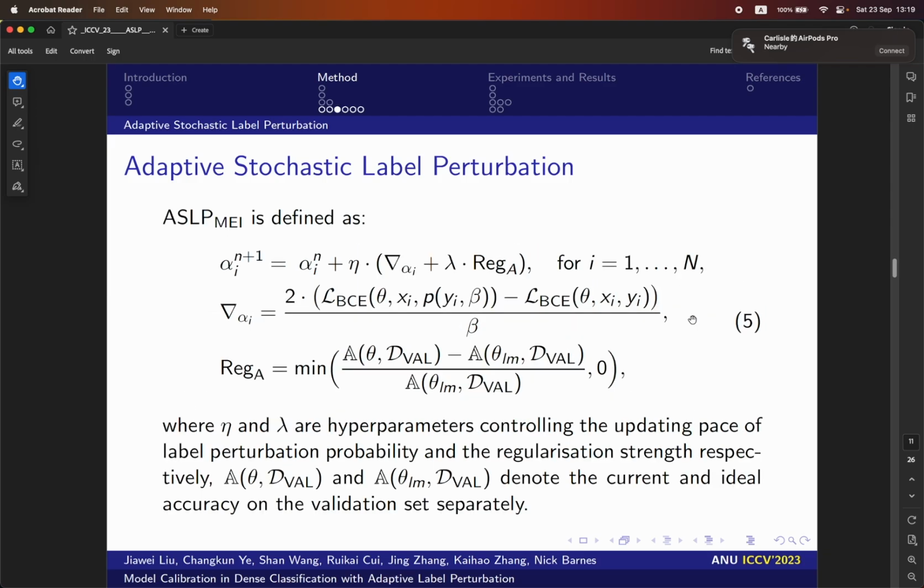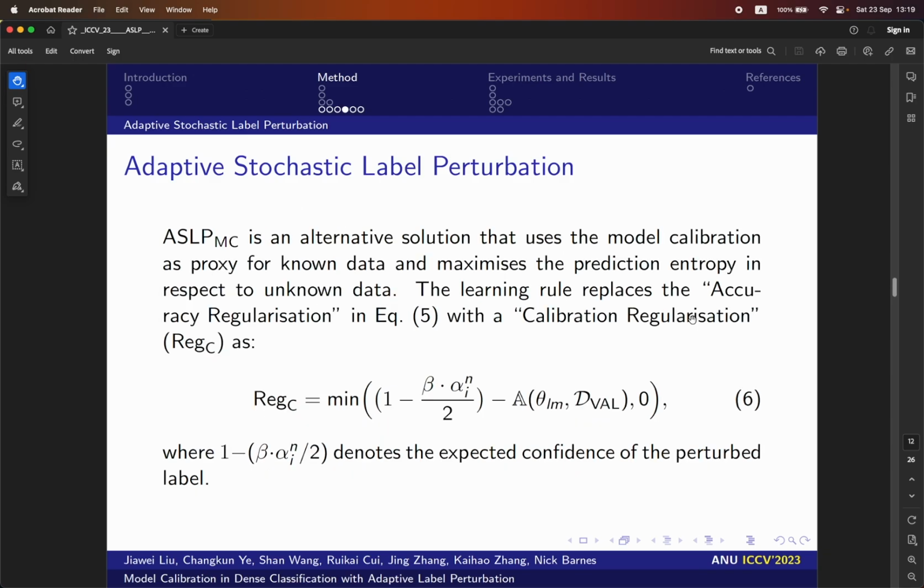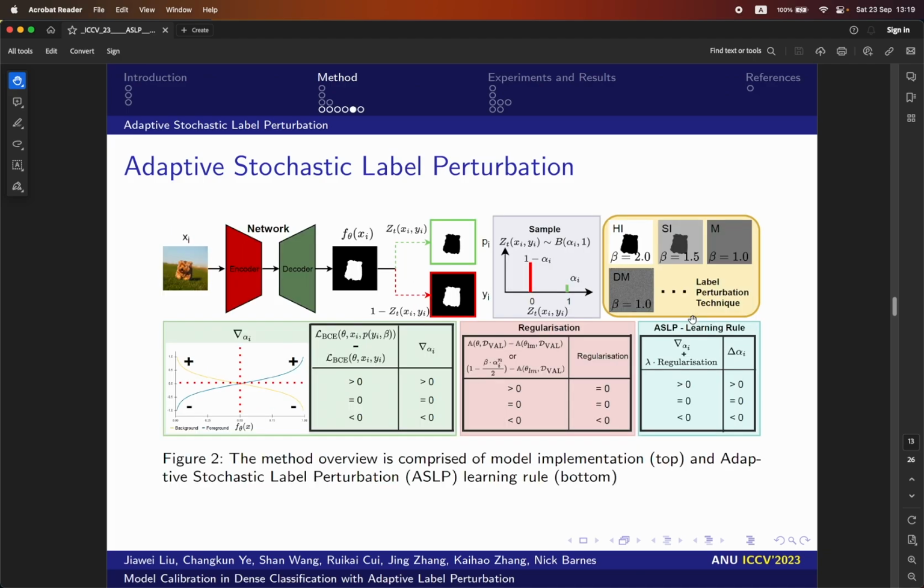ASLP MEI incorporates the accuracy regularization, which constrains the validation accuracy not to drop below the ideal accuracy achieved. Here, eta is the learning rate of the label perturbation probability, and lambda is the strength of regularization. Alternatively, ASLP MC adopts the calibration regularization, which specifically constrains the expected label confidence to not drop below the ideal accuracy. This is the framework of ASLP.